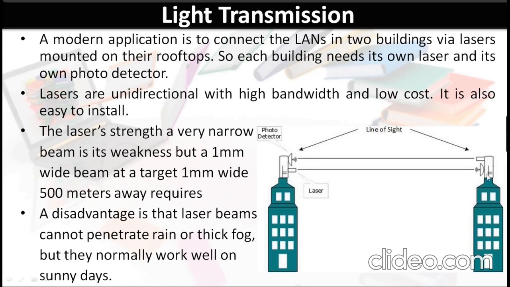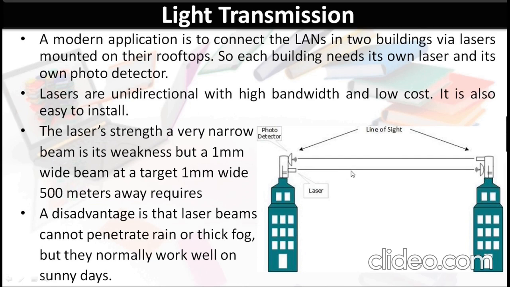Each building also has a photo detector, right? The photo detector will detect the laser signals, and these laser beams are very narrow. We can achieve higher bandwidth at a lower cost by installing this laser and photo detector, and they should be in a straight line for light transmission.